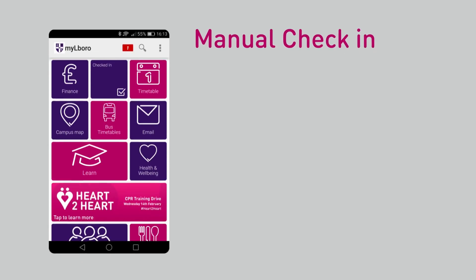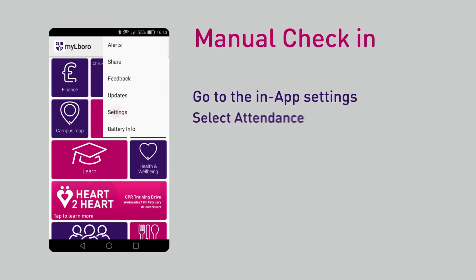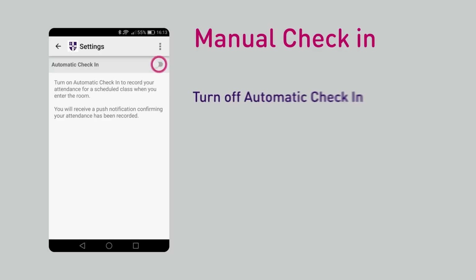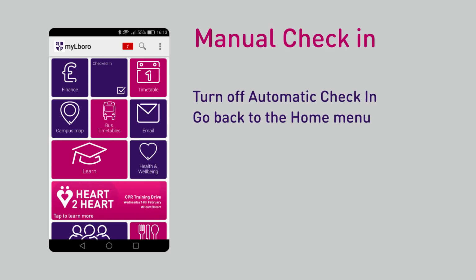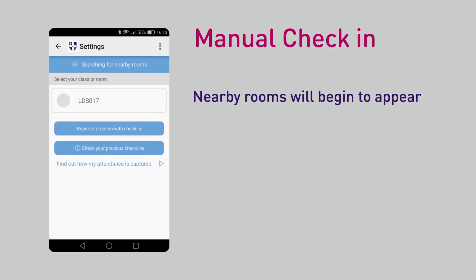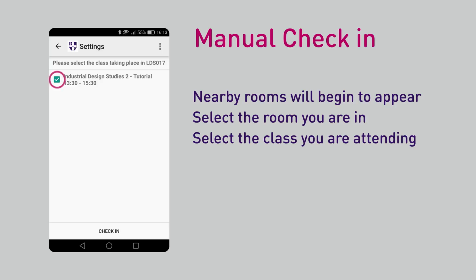Additionally, there's also the option to manually check in. To do so, go to Settings and select Attendance from the menu items. Turn off automatic check-in, go to the home menu and select the attendance check-in tile. The rooms in your area will show up and you'll be able to select the room you want to check into. Select the class you're attending and click check-in.